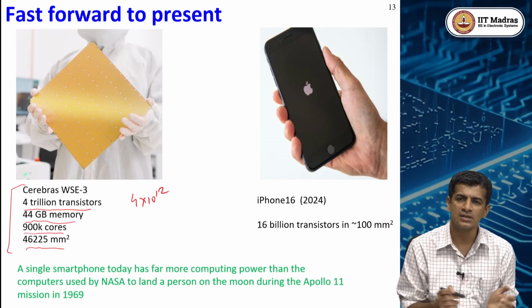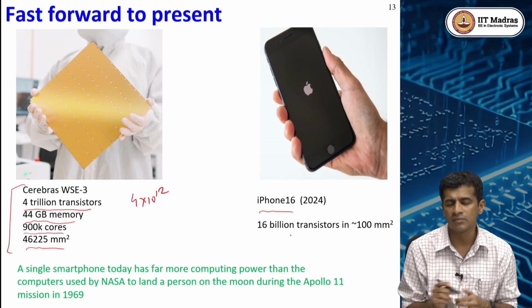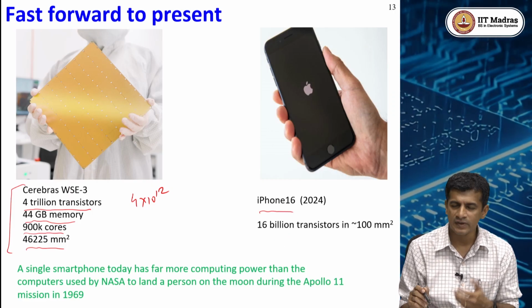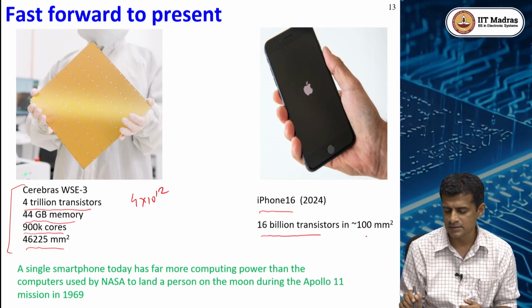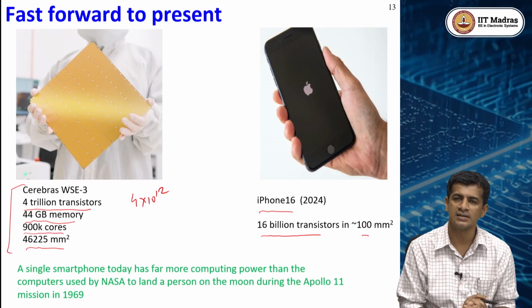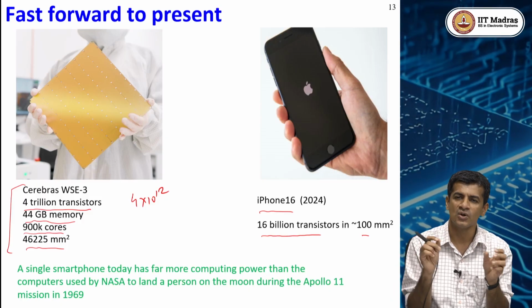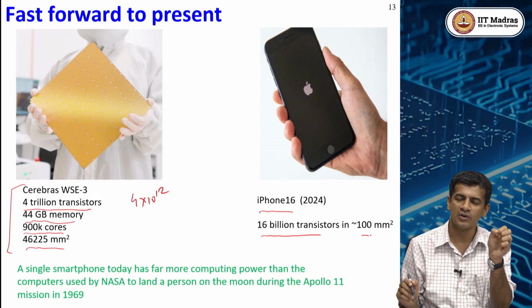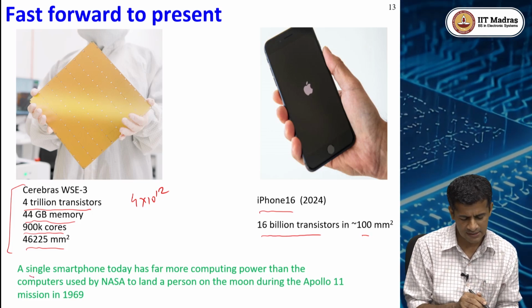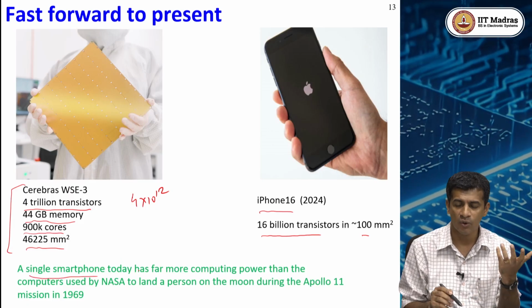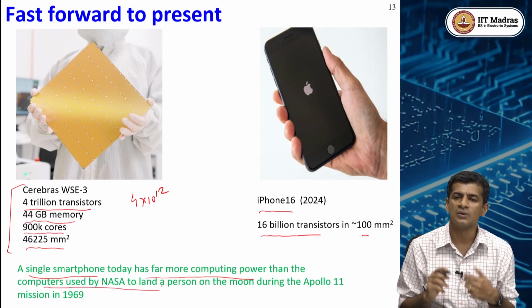Not everybody uses a Cerebras in their day to day life. For example, this is a smartphone from last year, the iPhone 16, which you can hold in your hand. The chip contains 16 billion transistors in 100 square millimeters. Earlier I mentioned you are making structures similar to civil engineering. Within this area you are making small structures to make 16 billion transistors. Any single smartphone today, which you can hold in your hand, has far more computing power than the computers used by NASA to land a person on the moon.